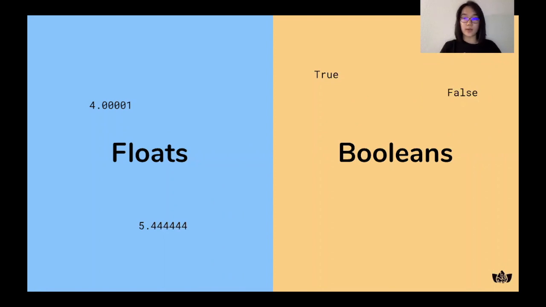And we also have booleans. So booleans is kind of a cool name, but essentially stands for 2 different things. So a variable can be true or it can be false. And if a variable is true or false, it's a boolean.